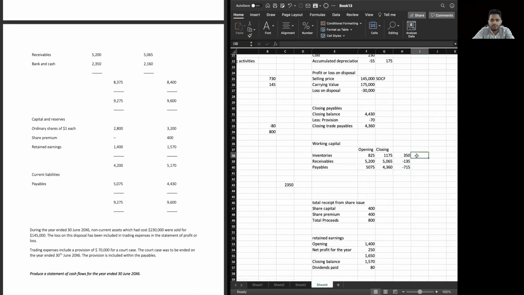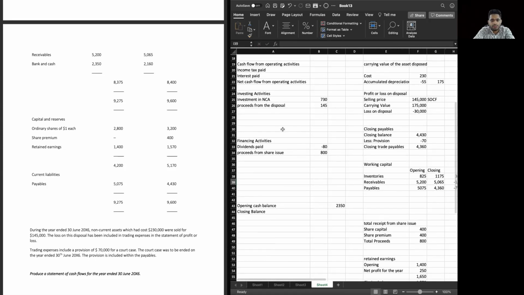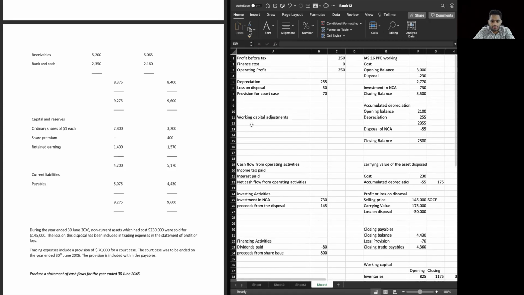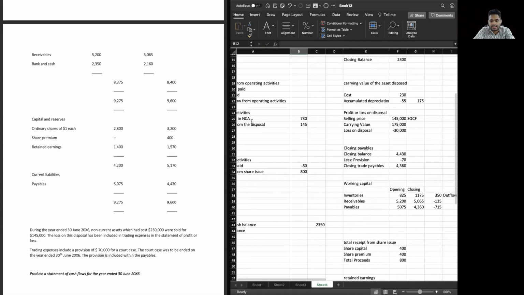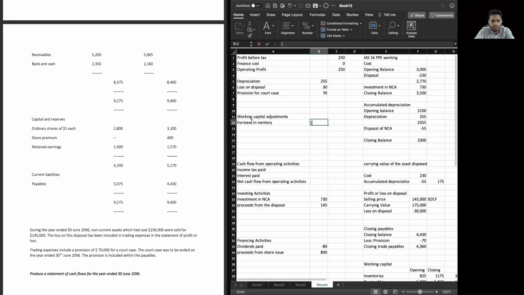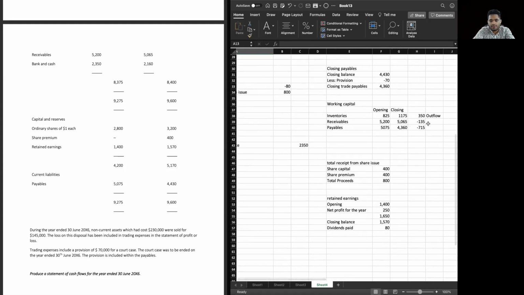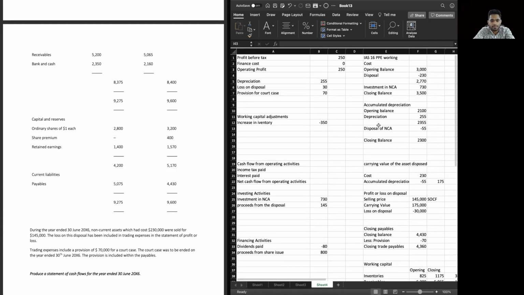Now, if there is going to be an increase in inventory, that means you have spent more money on your inventory. So this would be treated as a cash outflow. So under your working capital adjustments, increase in inventory will be treated as a cash outflow of 350. The next one, you have receivables. Your receivables have decreased by 135. So that means you have received more money from your receivables. So that will be treated as a cash inflow.